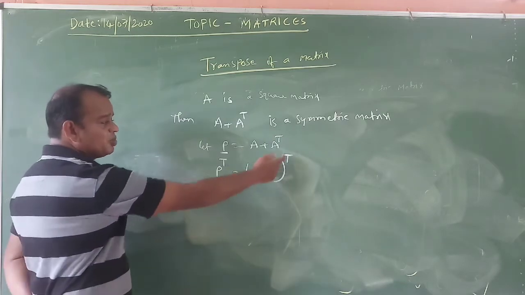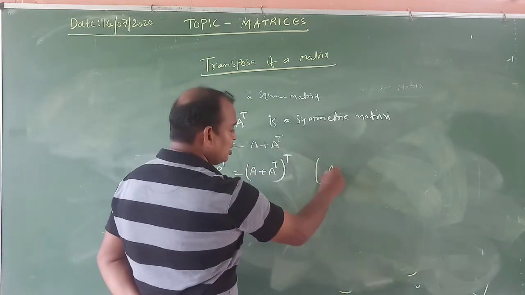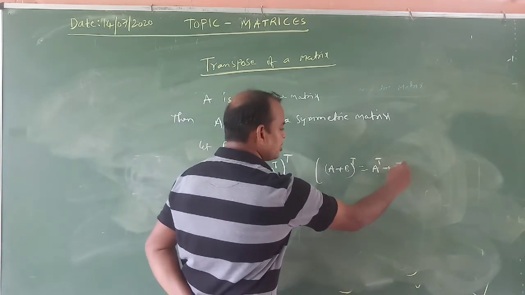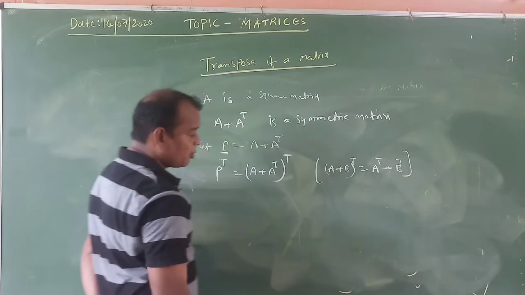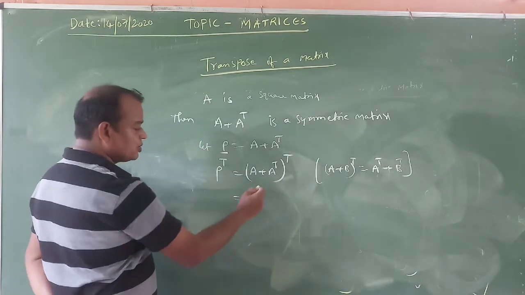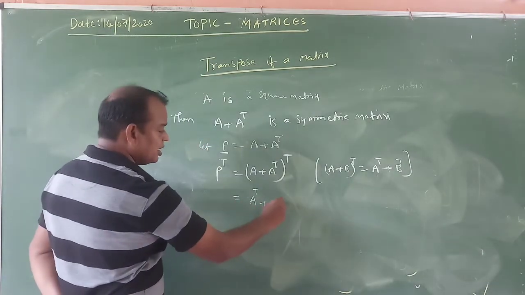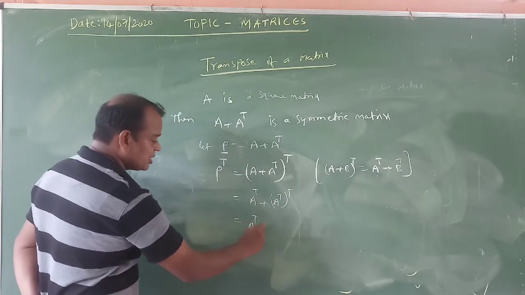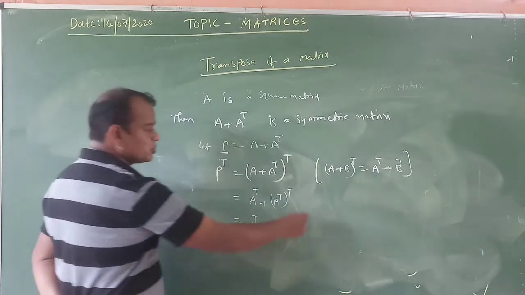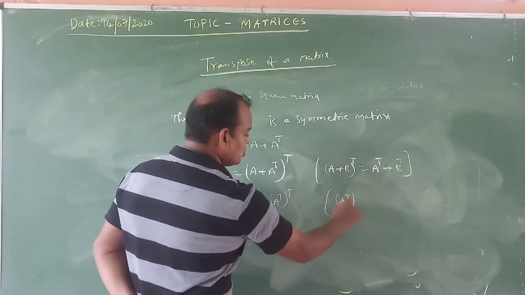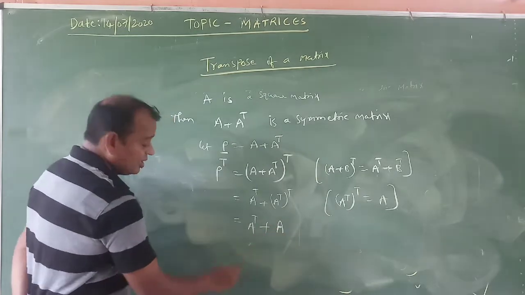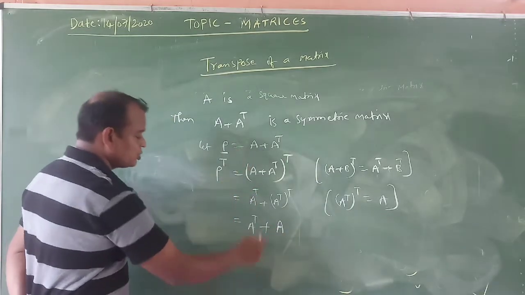Already this is A plus B whole transpose, and we know the formula: A plus B whole transpose is A transpose plus B transpose. Now apply the formula. This is A transpose plus A transpose whole transpose. You know that formula: A transpose whole transpose is equal to A. So that equals A plus A transpose, which is nothing but P.